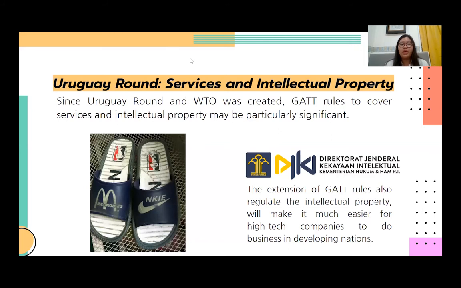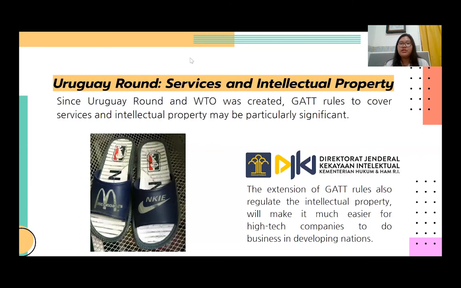Since the Uruguay Round and the WTO was created, GATT rules to cover services and intellectual property may be particularly significant. Before the eighth round in Uruguay happened, GATT rules only applied to industrial goods such as manufacturing and commodities. The extension of GATT rules to this important trading area could significantly increase both the total share of world trade accounted for by services and the overall volume of world trade.